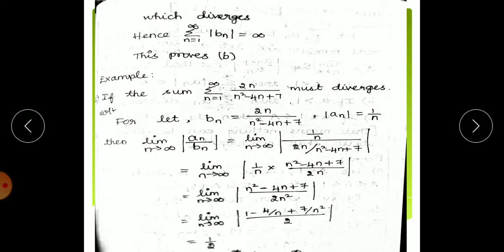Now let us see the example. Show that the summation 2n divided by n squared minus 4n plus 7 diverges. Let us take bn equal to 2n divided by the given function, and modulus of an equal to 1 by n. Apply the limit: limit n tends to infinity of 1 by n divided by 2n divided by the term. After cancelling we get 1 by 2, so as n tends to infinity, we get the answer as 1 by 2.